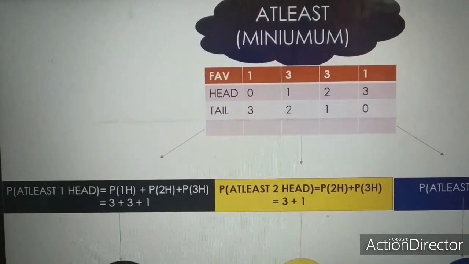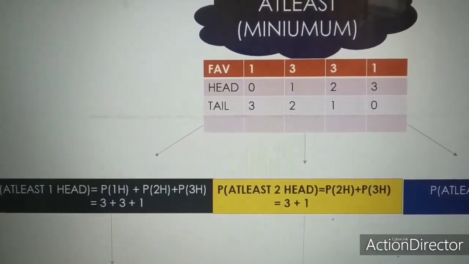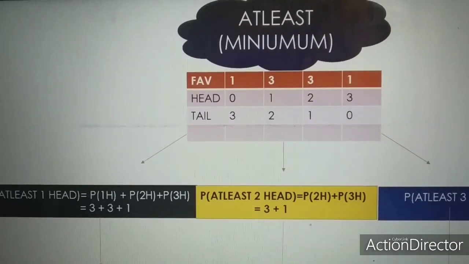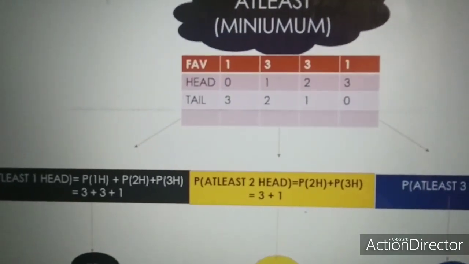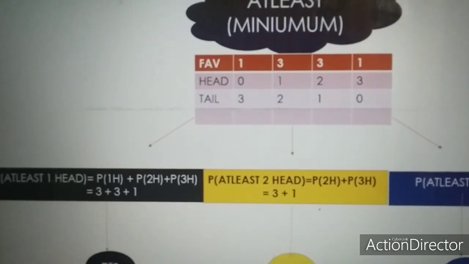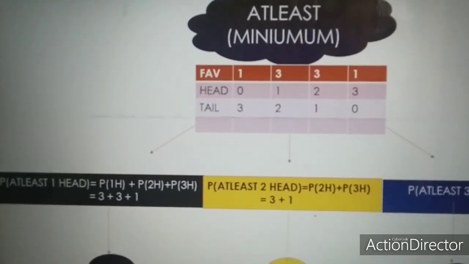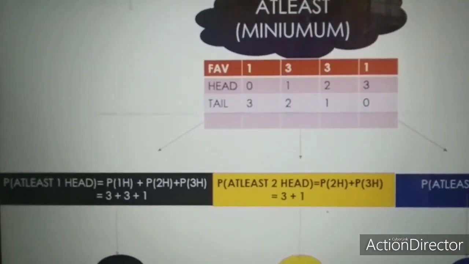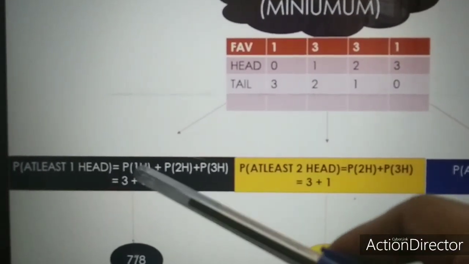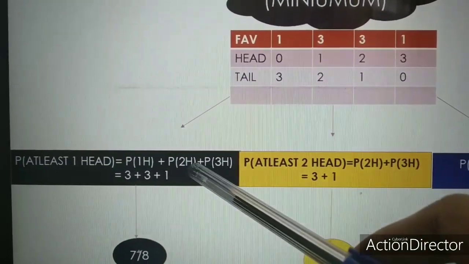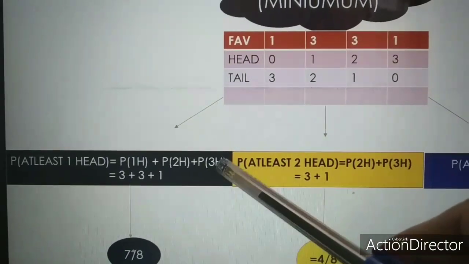Now coming to the next question, that is "at least". This is the question where you generally make mistakes in the exam. At least means minimum. That is minimum 1 head, minimum 2 heads and minimum 3 heads. Suppose your question is at least 1 head. At least 1 head means minimum 1 head. I can have 2 heads also and I can have 3 heads also.